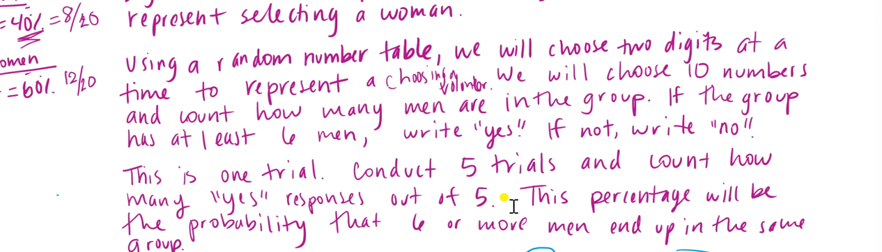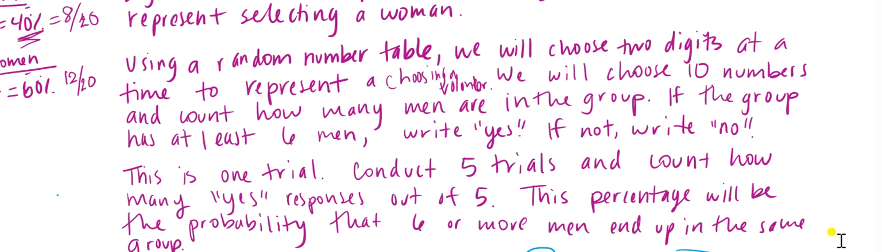So for example, if I take 5 different groups and 2 out of my 5 groups did have at least 6 men, then that percentage, 2 out of 5 or 40%, is going to be the probability I'm looking for. So count how many yeses, responses we have out of 5. This percentage will be the probability that 6 or more men end up in the same group. Okay, so that is the entire description of my simulation.